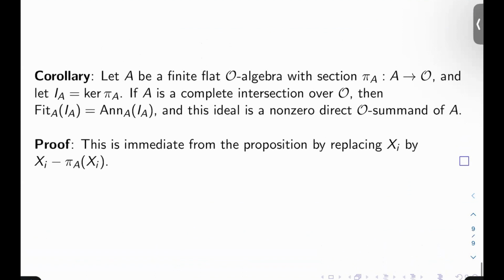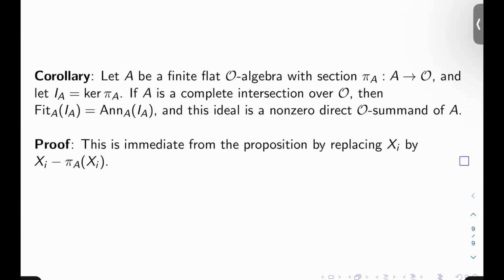Corollary 2, last slide of the video. So we'll let A be a finite flat O algebra with section pi sub A from A to O. And we'll let I sub A be the kernel of pi sub A as usual. If A is a complete intersection over O, then the A fitting ideal of I sub A is just the A annihilator of I sub A. And this ideal is a non-zero direct O summand of A.